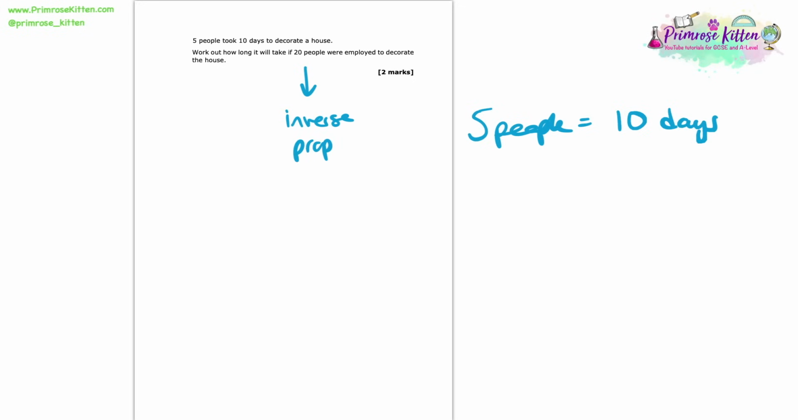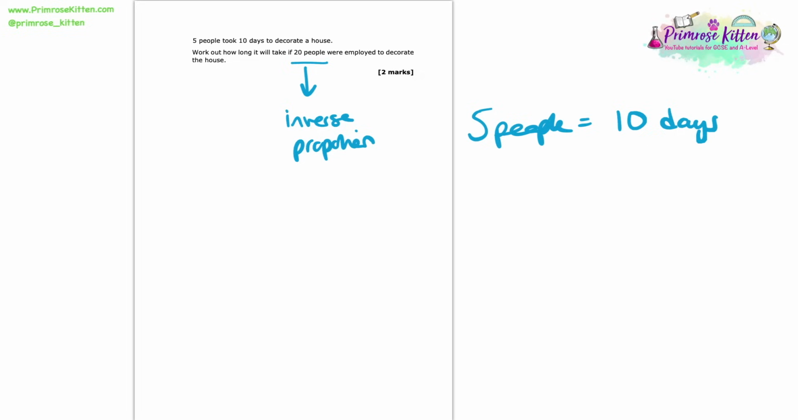So here we're told that 5 people took 10 days to decorate a house. And we're told that if we had 20 people instead, can we find out how many days that would take to decorate? And the important thing to notice here is that this is an example of inverse proportion. And inverse proportion means that as one value gets bigger, like in this case the number of people decorating, another variable is going to go down. So in this case, the amount of time it takes is going to go down.